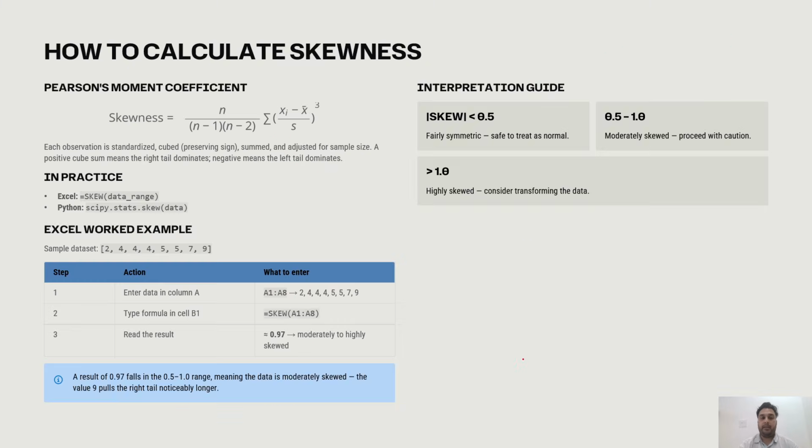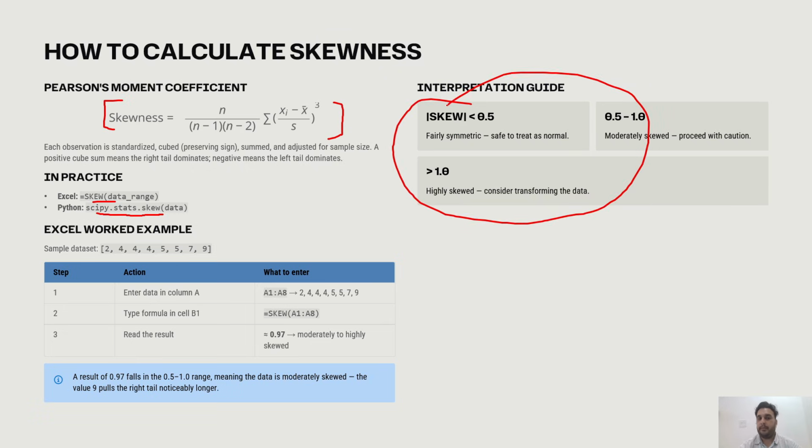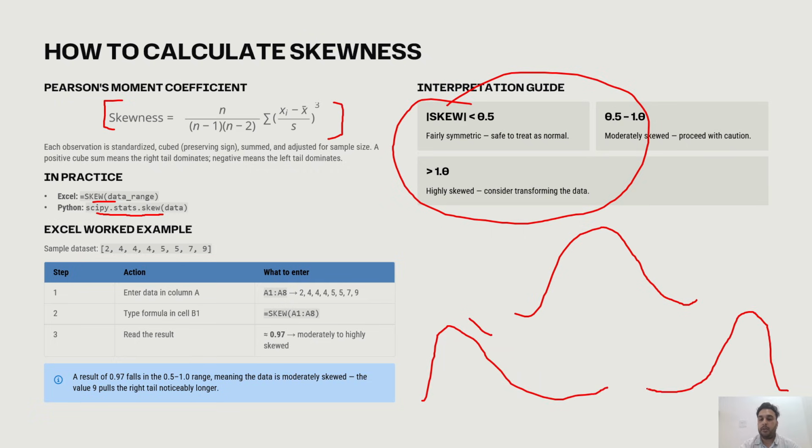Now, the next thing is how to calculate that. Yes, we can use the SKEW function in Excel, right? And with Python also, with the help of the SciPy library, we'll apply this function in the future. So this is the formula that we use. We call it Pearson's moment coefficient. Based upon the value of the skewness, we'll decide what the distribution is. Now we know the distribution can be symmetric, right skewed, or left skewed.